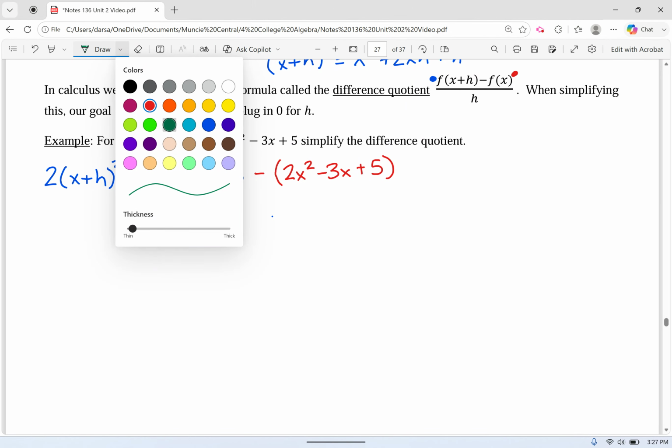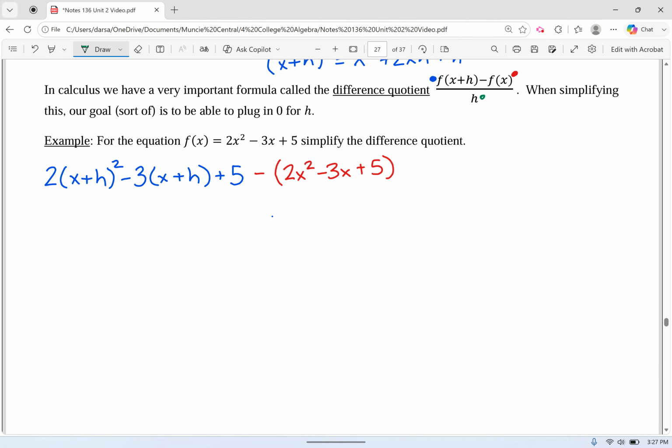And then finally, we're going to have to take this whole thing and divide it by h. And remember, our ultimate goal is to get rid of that letter h. All right, this is where we just algebra the heck out of this thing, and it gets a bit messy.